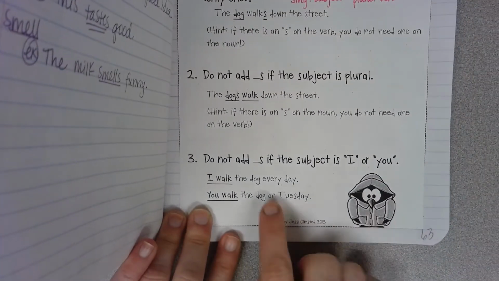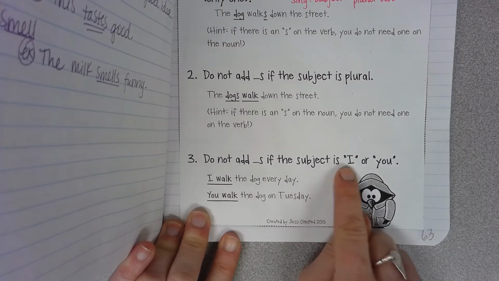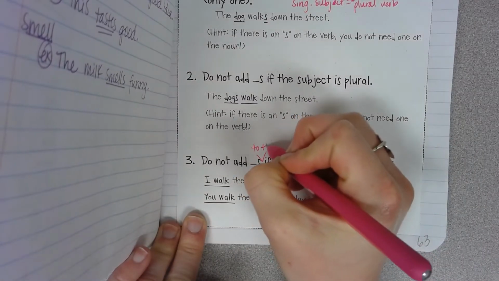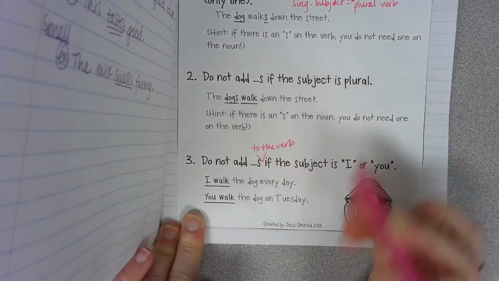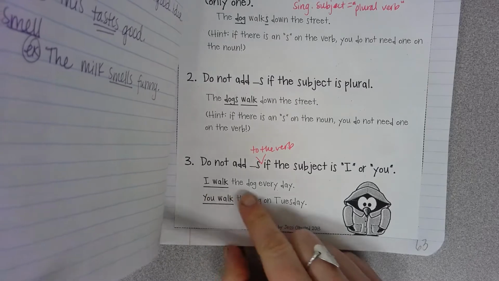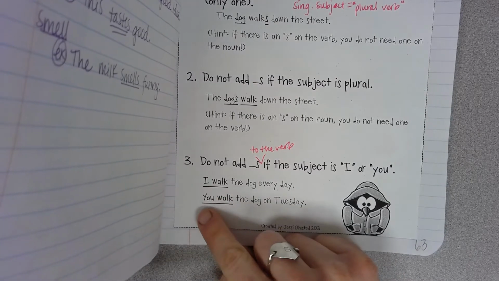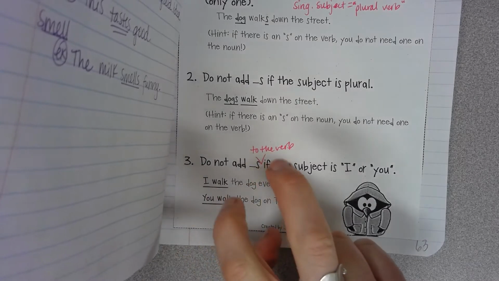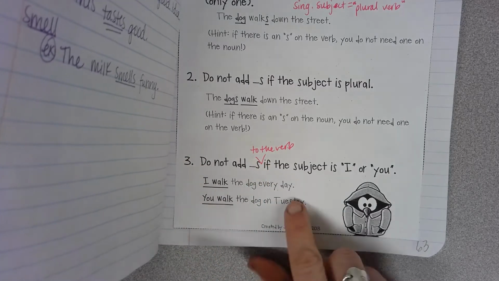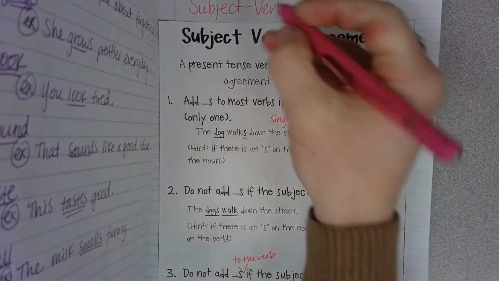Okay, now, down here, do not add S to the verb if the subject is I or you. So I wouldn't say, I walks the dog every day. You walks the dog on Tuesday. Okay, I or you will always have what we think of as the singular verb. Okay, so with subject-verb agreement, they kind of have to be opposites of each other. So I'm going to write this here.